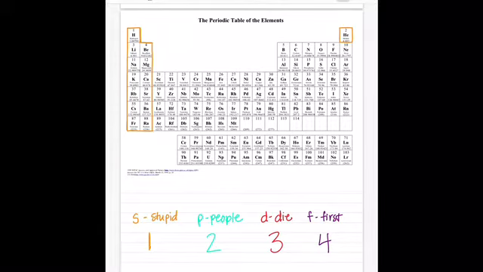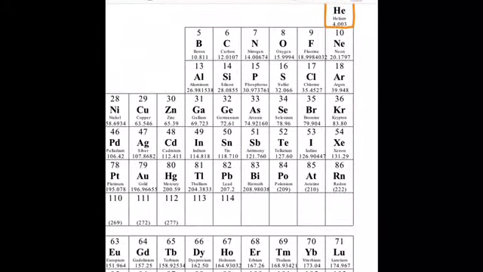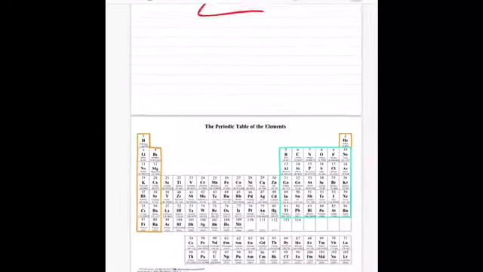All right, so let's do P. Let me go get this turquoise color. P block is over here, all of these. No, I'm not going to include that bottom row just because we're not going to write electron configurations for those, so I'm not going to include it. It's not really that big of a deal. But this is P block, and so P block is this turquoise color.